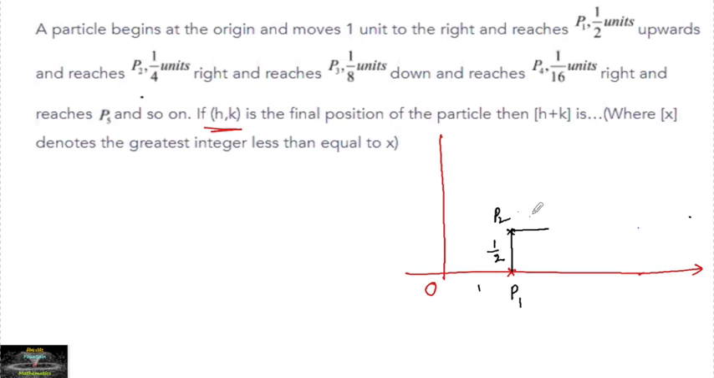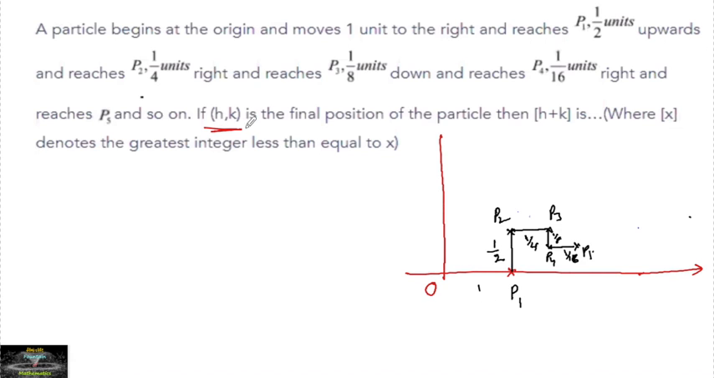So it travels 1/4 unit towards the right, and say this point is P3, and then 1/8 down. Say this is P4, this is 1/8. Then 1/16 unit right, so it has gone 1/16 unit right and reaches P5, and so on it continues.